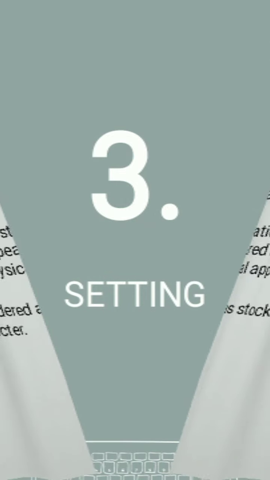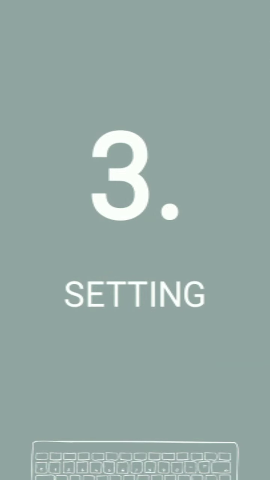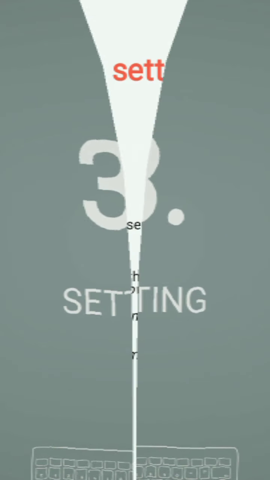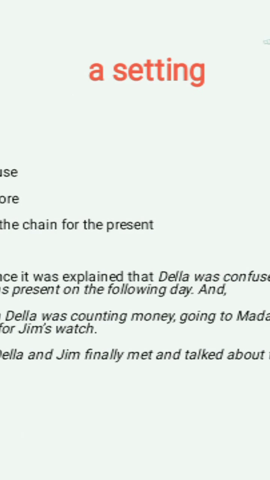Next, setting. The setting is not just about the place. Examples such as year, day, month, in the morning, or even stories show the time. For example, at 7 o'clock or 12 p.m. These include settings, and the name is setting of time.